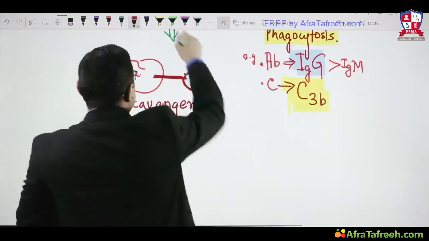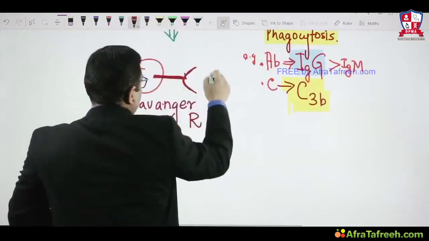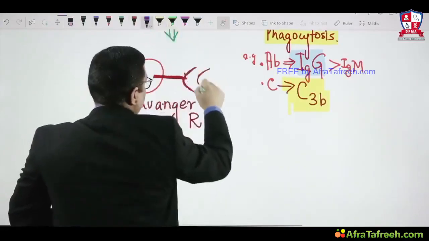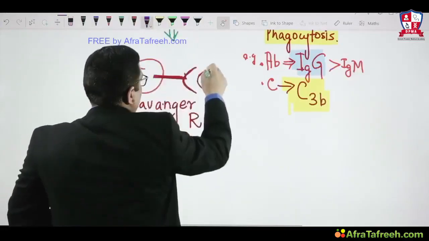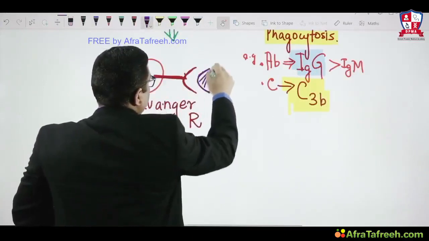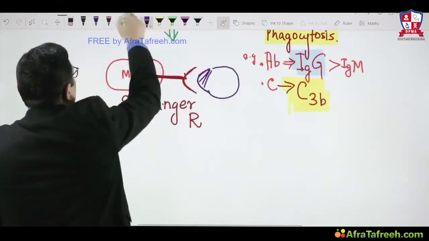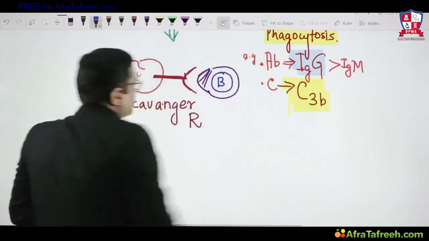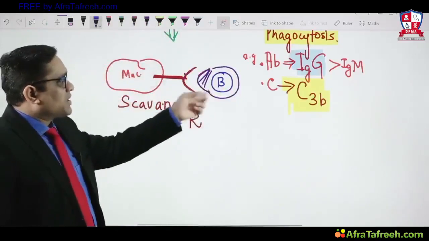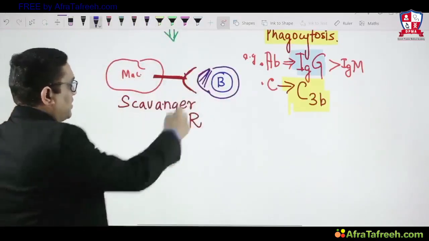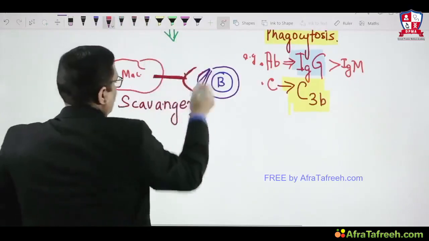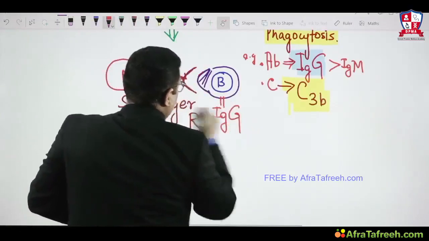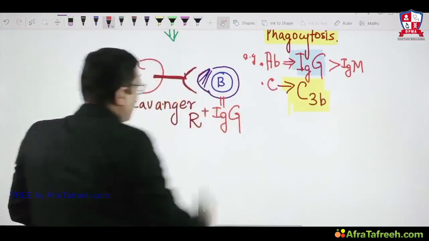So this scavenger receptor will combine with the opsonin, right? Suppose this is the opsonin which is coating the bacteria, and this was the bacteria inside. So now we can see the bacteria was coated with opsonin. The opsonin is combining with the scavenger receptor. I am taking the example of IgG as the opsonin here. This is how it will combine, and this is called attachment.